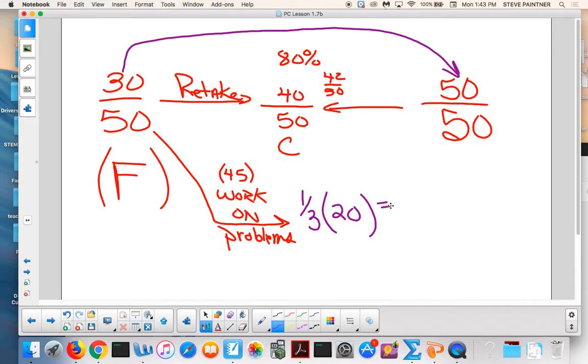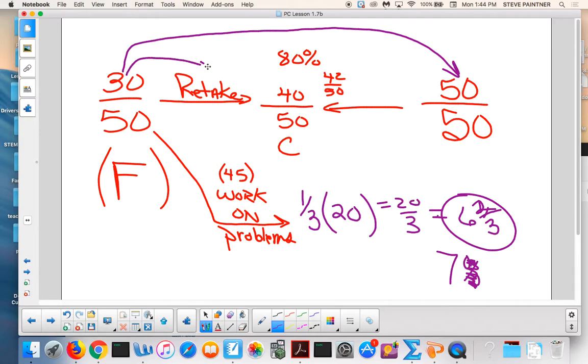And 1/3 of 20? 20/3, or better yet, it's what? 6 and 2/3. Which I'll round up for you, and I'll give you 7 points. So where do you go now? 37 out of 50, and 37 out of 50 is still a C. You still got a C.